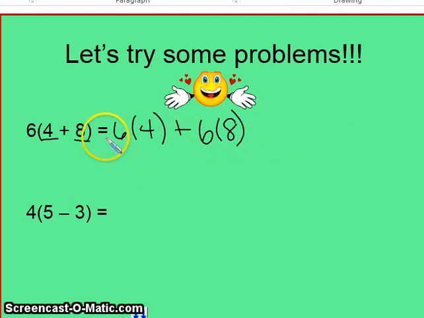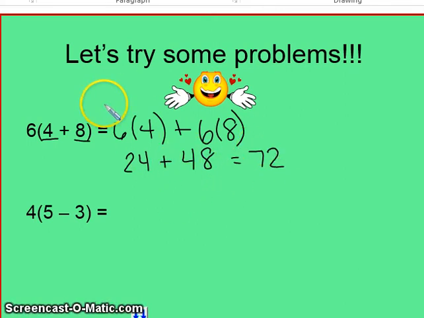Now when I simplify this, 6 times 4 is 24, and 6 times 8 is 48. Finally, I add 24 plus 48 is 72. Now notice I got the same thing that I would have gotten if I followed the order of operations. If I had added 4 plus 8, I would have gotten 12, and 6 times 12 is also 72.